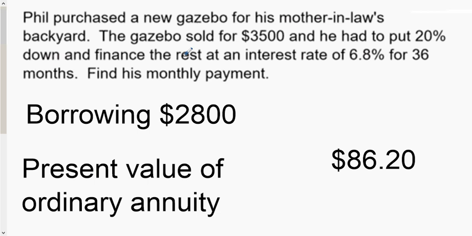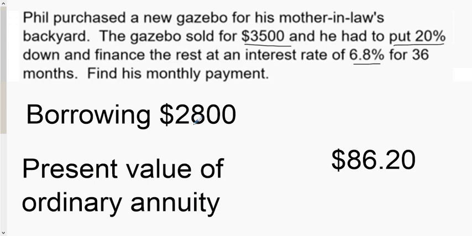Phil purchased a new gazebo for his mother-in-law's backyard. The gazebo sold for $3,500, but he had to put a 20% down payment. He was going to finance the rest at 6.8% for 36 months. Find his monthly payment. So because we're putting 20% down, you would take 3,500 times 20%, which is $700. That's how much you pay right now. That means you're borrowing 2,800.